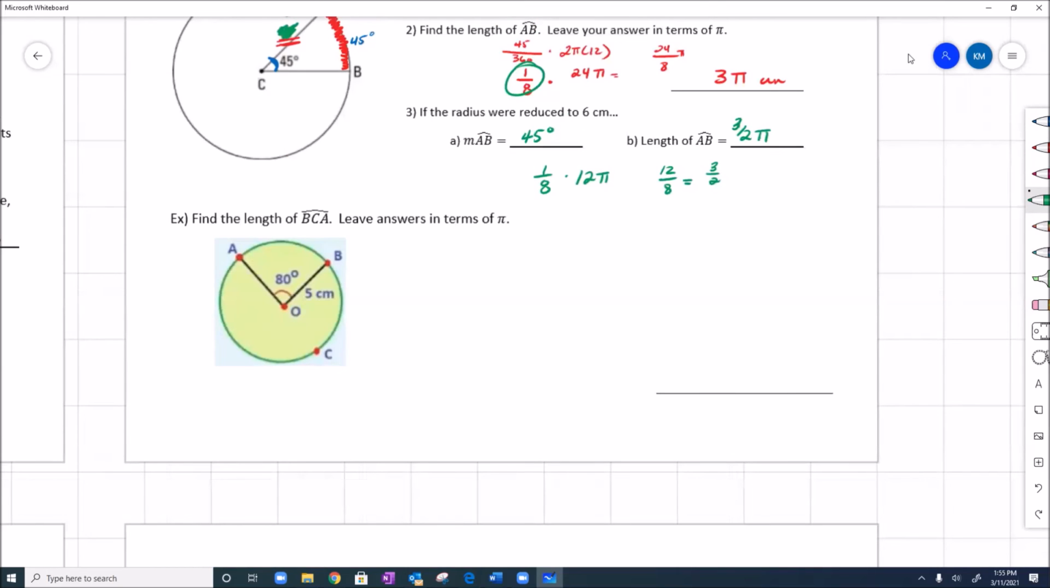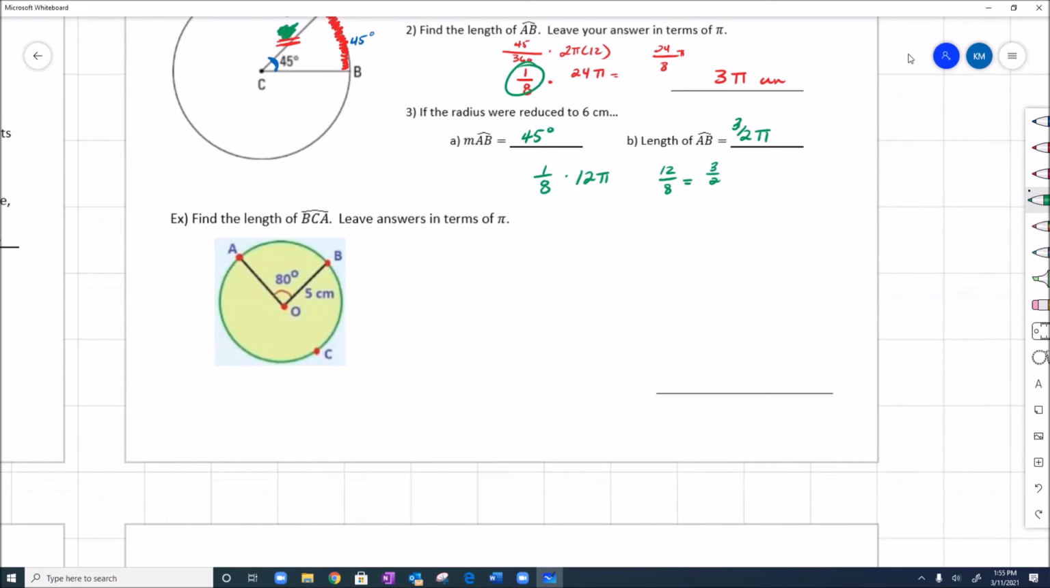Last example here says find the length of arc BCA. Leave your answers in terms of pi. When you're asked to leave your answer in terms of pi, it's kind of like give an exact answer. So pi is 3.1415 and so on forever, famous pi. We're just going to keep pi in our answer. So it's asking us for the length of BCA.